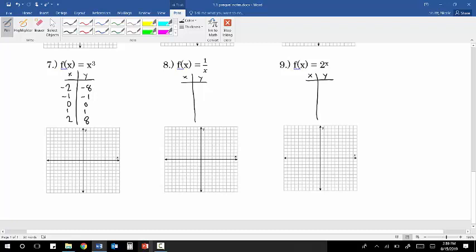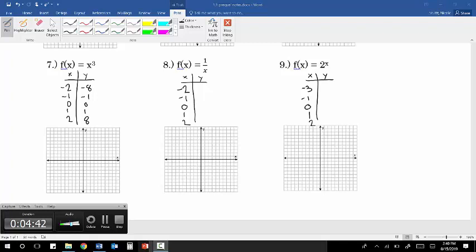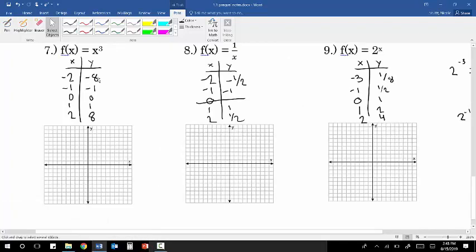For number 8, I want you to go ahead and use -2, -1, 0, 1, and 2 again. And then for number 9, we're going to use -3, -1, 0, and we'll do 1 and 2. So go ahead and substitute those in and get your y's, and then unpause the video and see if your answers match mine. So really quick, you want to check and see if you got these following numbers.